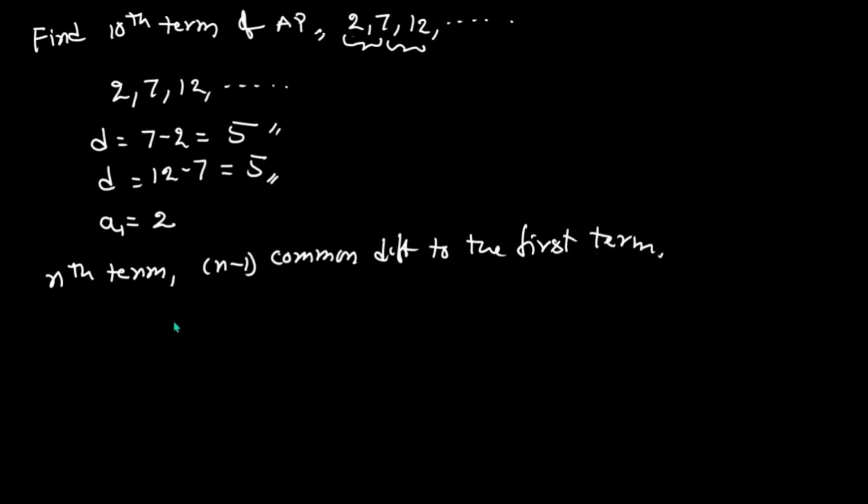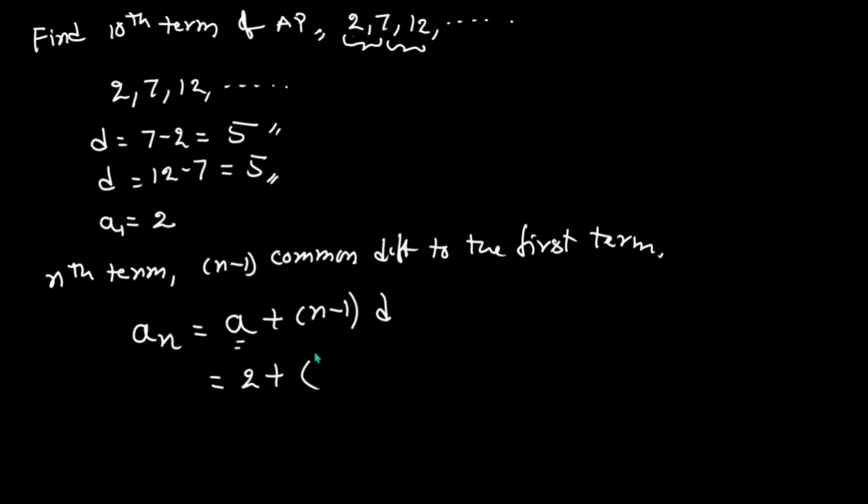Okay, that is the nth term I am writing here. The nth term I am representing as a sub n. What is the first term? I am representing it as a, right? We need to add n minus 1 common differences. So we know the first term here, right? That is 2.